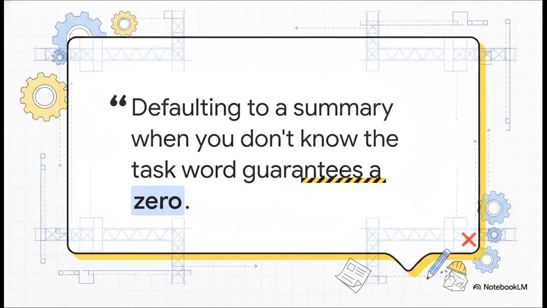And here is a severe warning straight from the 2025 Examiner's Report. They highlighted a massive rookie mistake. When students don't recognize a task word, they panic. And what do they do? They just summarize the text. Look, if you do this instead of performing the required task, it literally guarantees you a 0. We are going to make sure that never happens to you.